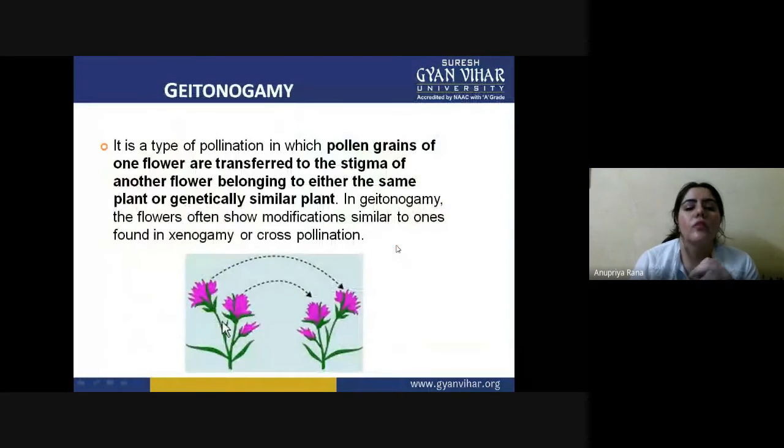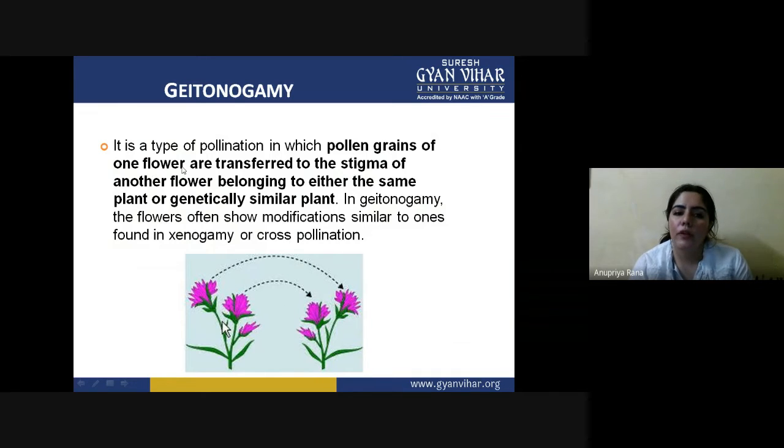So next here, that is called geitonogamy. The process of geitonogamy is a type of pollination. It's when pollen grains of one flower have to be transferred to the stigma of another flower. So now the plant will be the same in this condition. The plant does not have to change, but what is going to change here? That is the flower. The same plant will take part in the pollination, but what is going to be different is the flower condition. Now you can see the flowers are genetically the same. The same type of pattern is seen here.